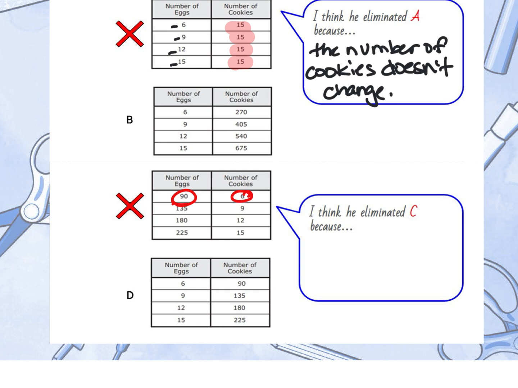So I think he eliminated C because the number of cookies should be more than the number of eggs.